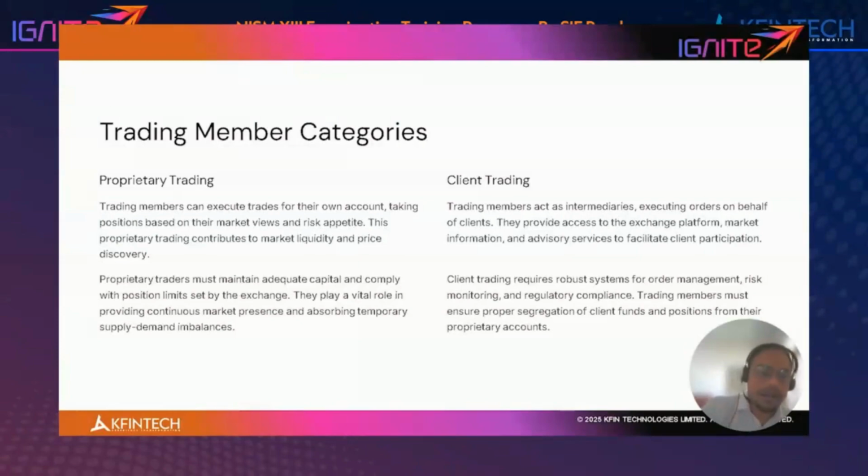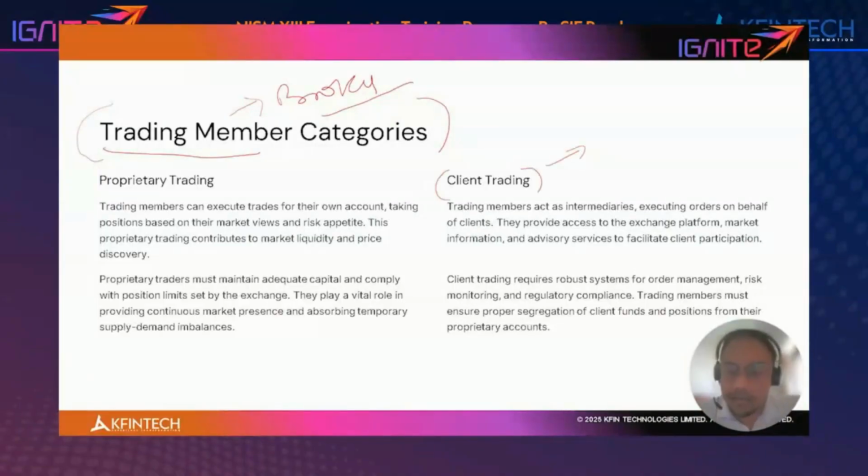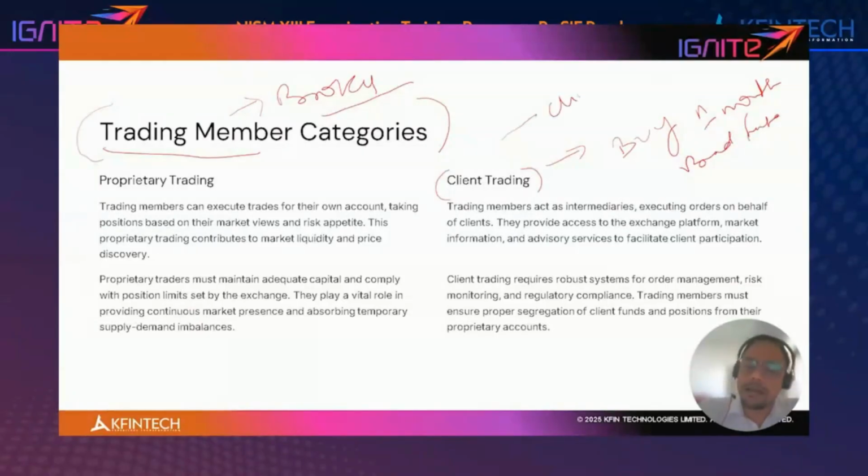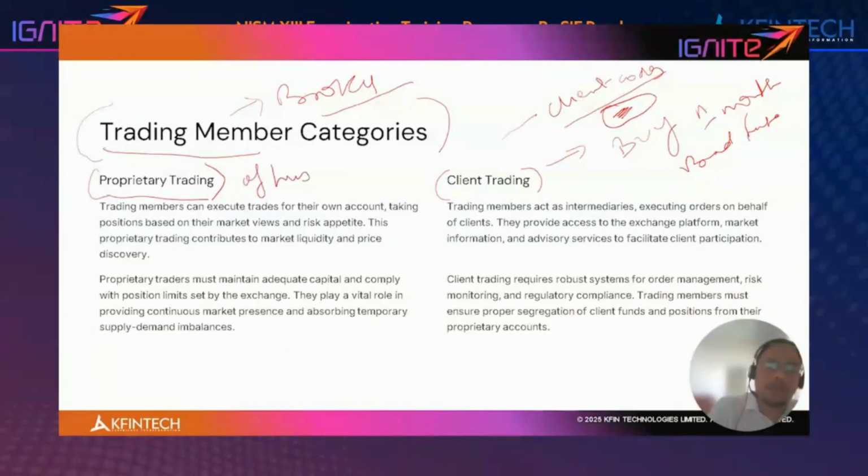So under trading member category, again, remember trading member means broker. So broker can trade in two accounts. One is a client trading. I can call up my broker and tell him to buy 1 month bond future for me. So what the broker will do is, against my client code, he will purchase a contract. Similarly, the broker wants to do trading of his own money. That's why the word proprietary trading. Of his own money, he wants to do some trading, he can do the same.